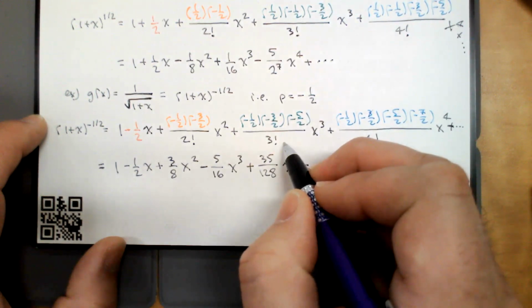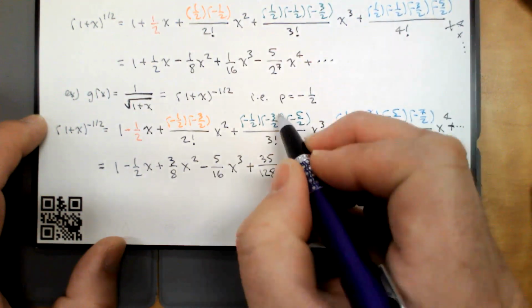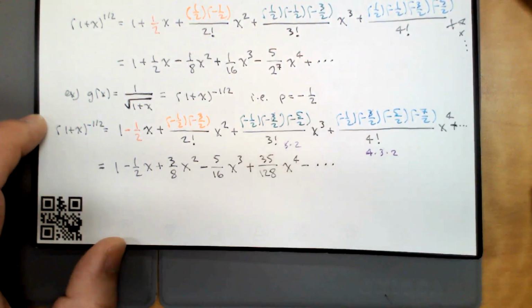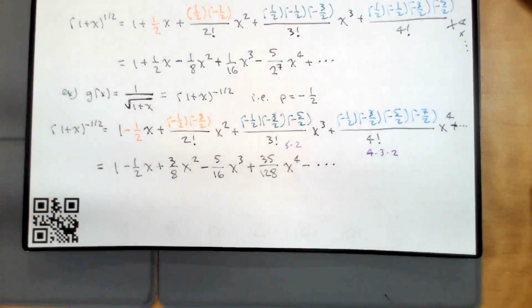Over here, the 3 factorial is a 3 times 2. So the 3 cancels, but that leaves a 5. And I have 4 2s in the denominator. How's everybody? Okay.